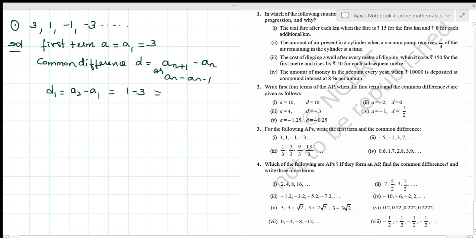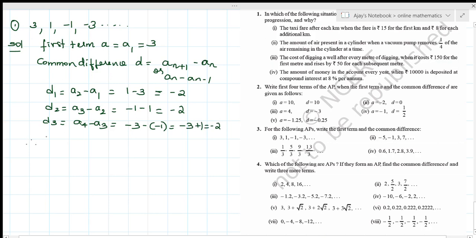Since the signs are different, you have to subtract. 3 minus 1 is 2, the bigger number is 3, so it is minus 2. d2 is a3 minus a2, a3 is minus 1 and a2 is 1, so it is minus 2. d3 can be calculated as a4 minus a3, which is minus 3 minus of minus 1, so minus into minus is plus, so minus 3 plus 1, which is minus 2. So therefore the common difference d is minus 2.